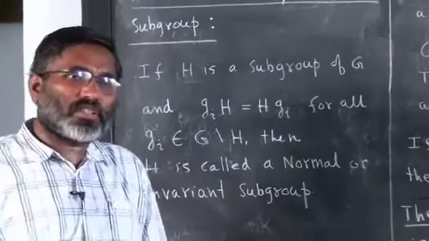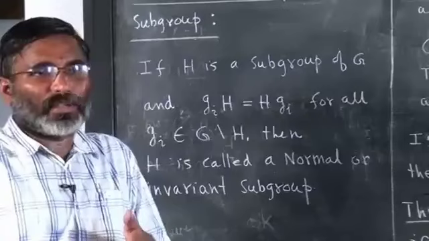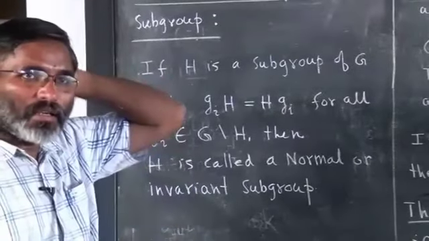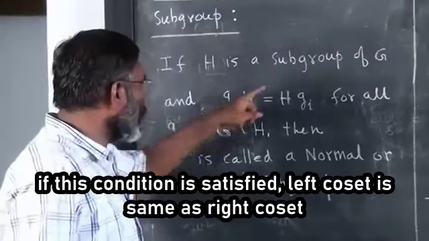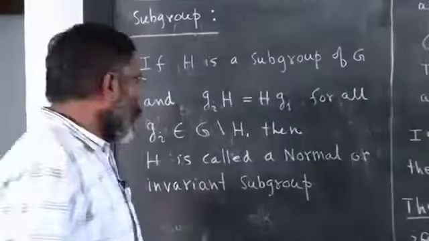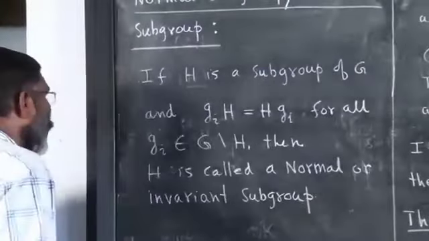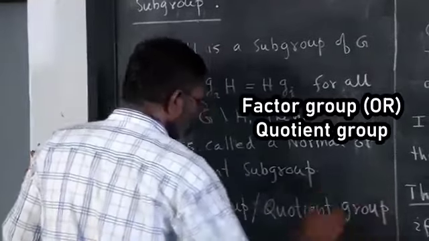What happens if I take an element in H? Since H is closed, the coset will be H itself. You cannot generate a distinct element. Okay? So, if this condition is satisfied, left coset is the same as right coset, then we call it a normal subgroup. Further, we can define what is called a factor group or a quotient group.